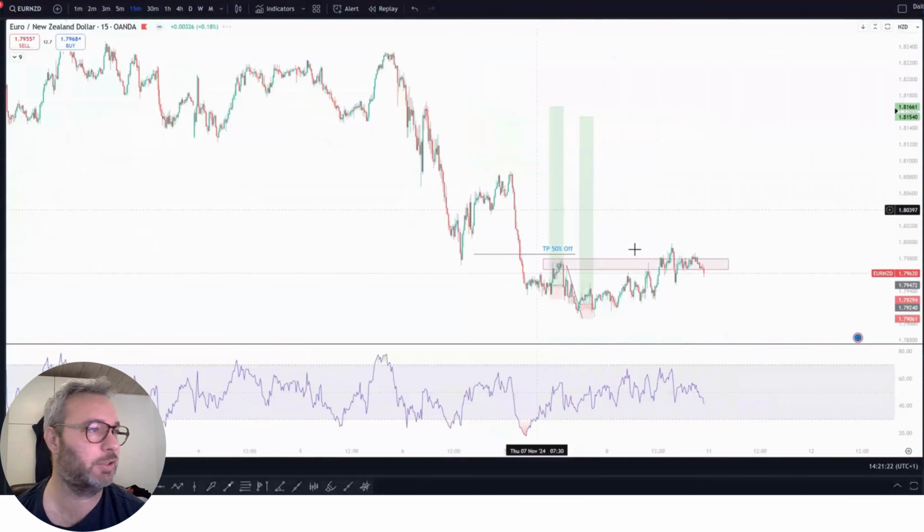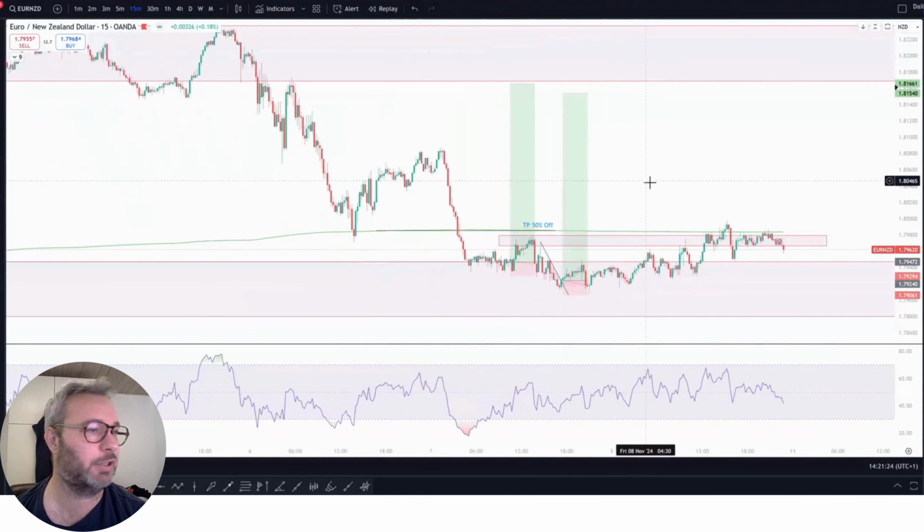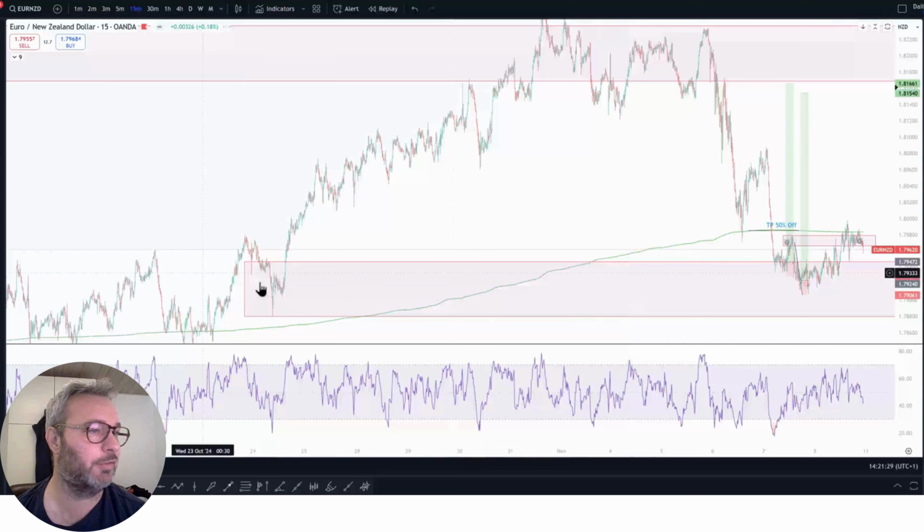Then EUR/NZD. Yeah, let's check it out here. Have this larger resistance line from over here.